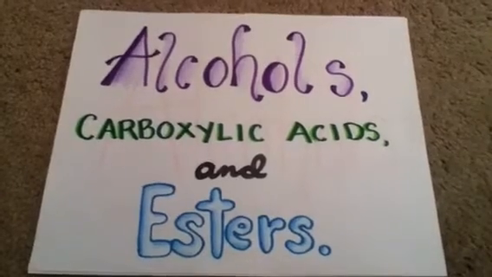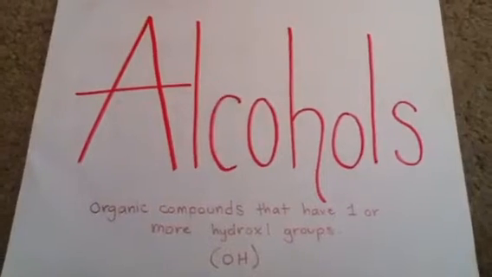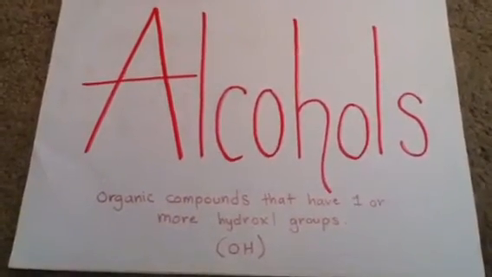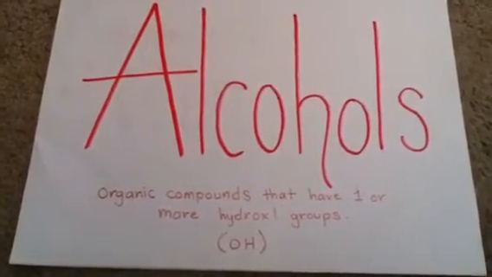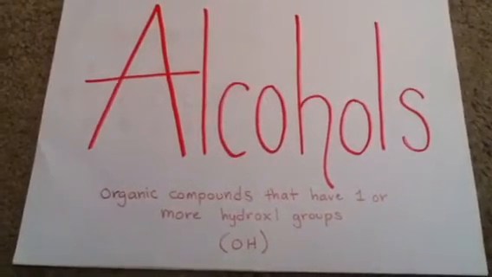Today we're going to teach you how to name and draw alcohols, carboxylic acids, and esters. We're going to start with alcohols. Alcohols are organic compounds that have one or more hydroxyl groups. To make any organic compound into an alcohol, you simply attach a hydroxyl group to the last carbon atom, or in other words, an OH.